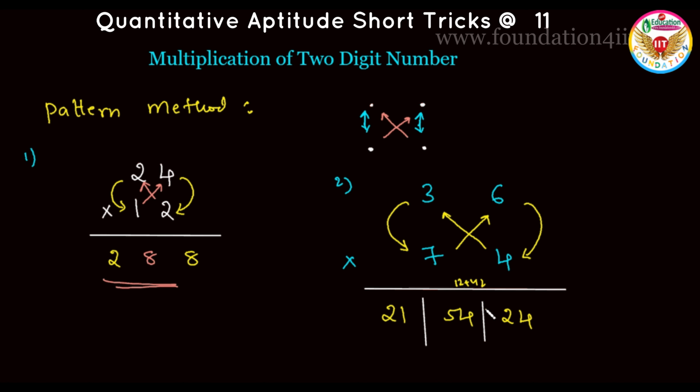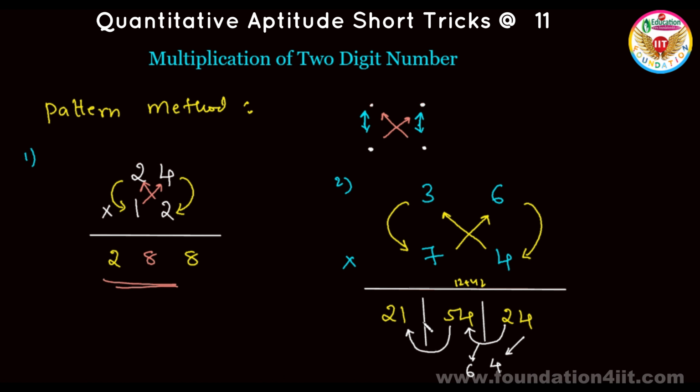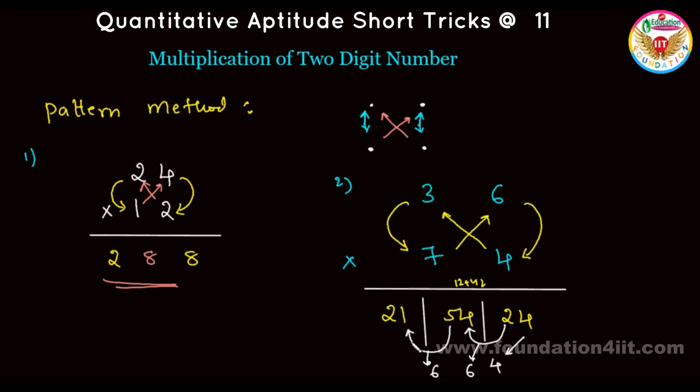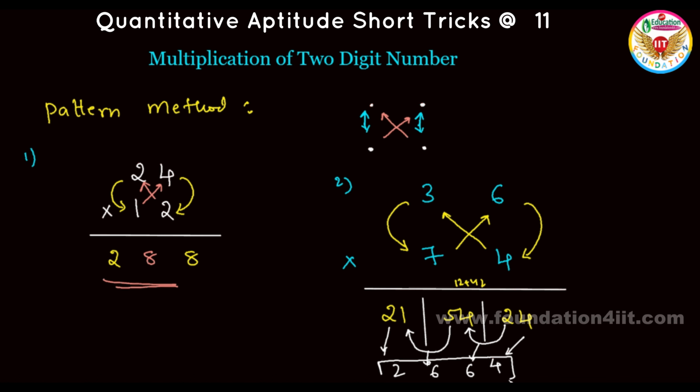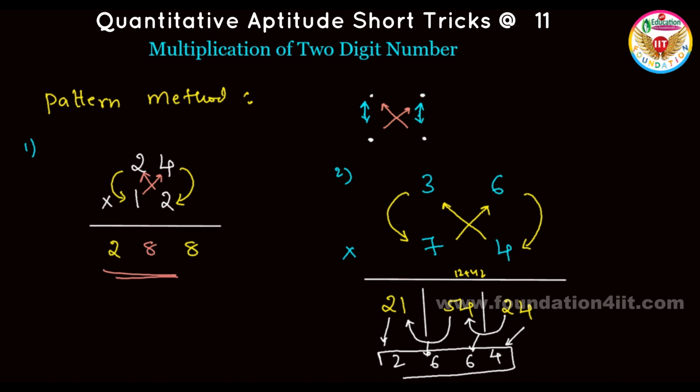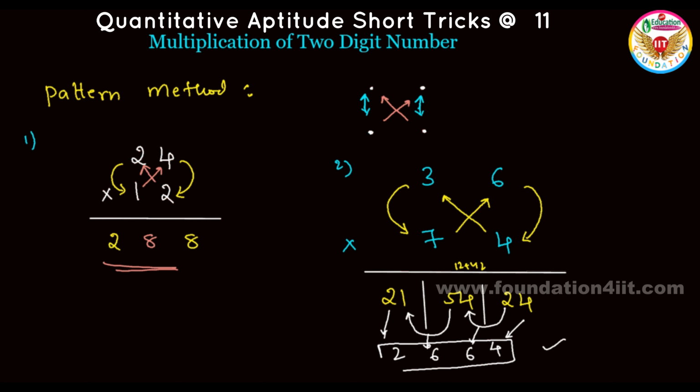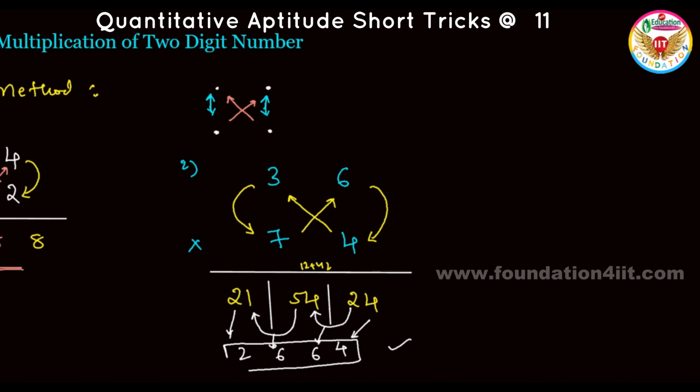That means the first units place is 4. Always remember, the tens place must be added to the next units place. So 2 plus 4, 6. Next, the tens place must be added to the next units place: 5 plus 1, this is 6. Finally, only 2 we have. So 2664, we can take it as the answer. 2664. Let me show you one more example, then it will be easy for you just by observing.